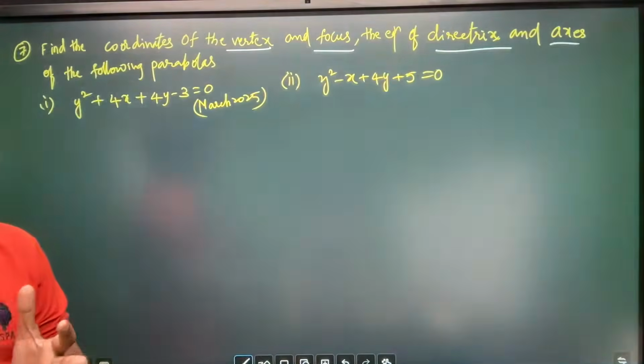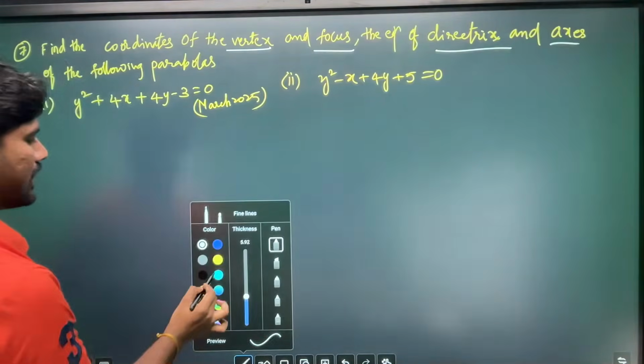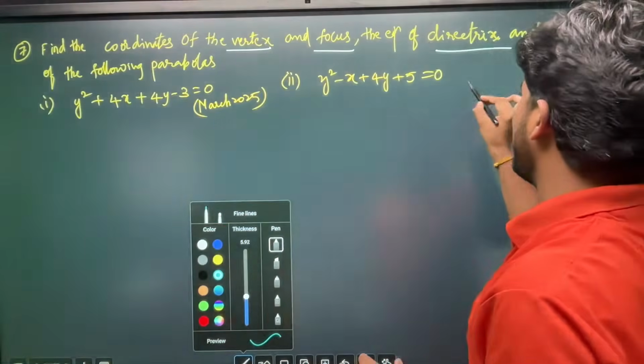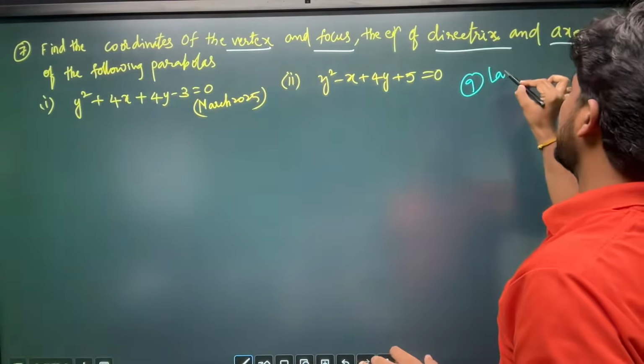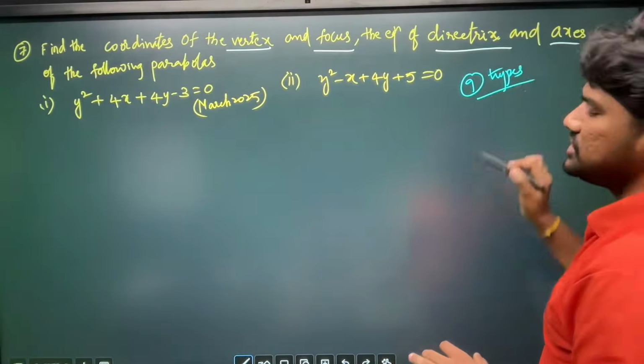Before going to explain this problem, I will give the standard and basic information regarding parabolas. We have total 9 types of parabolas. In yesterday's class I clearly mentioned them and showed you the 9 types on the board.